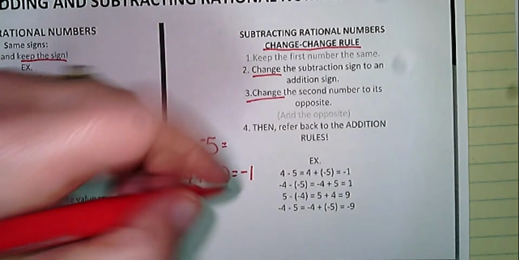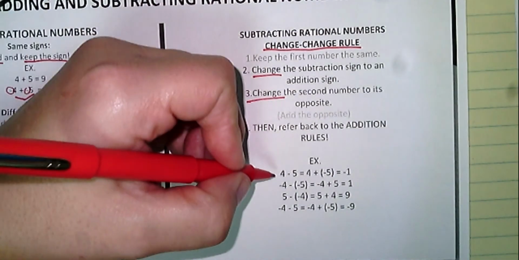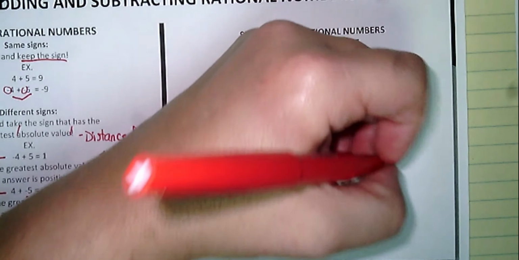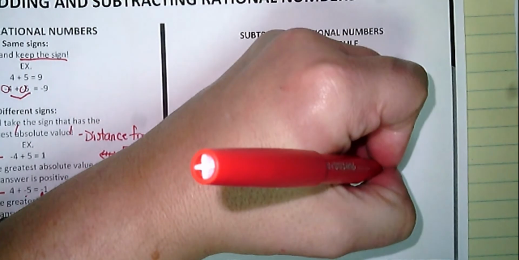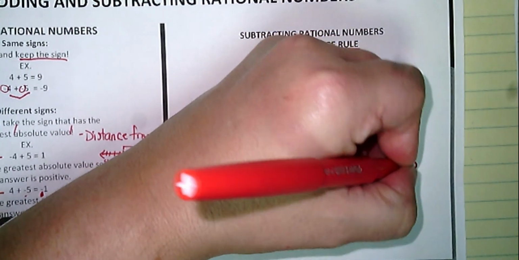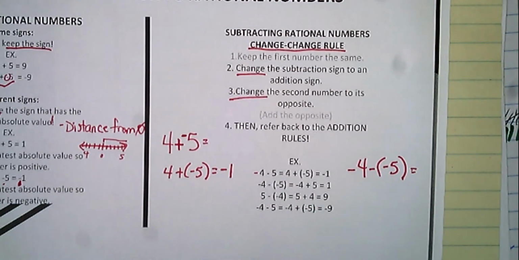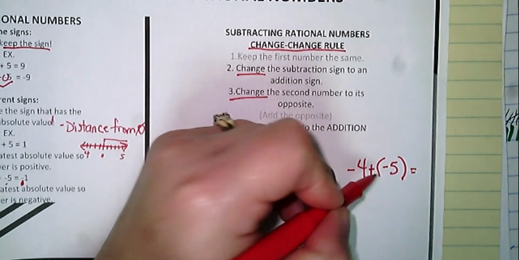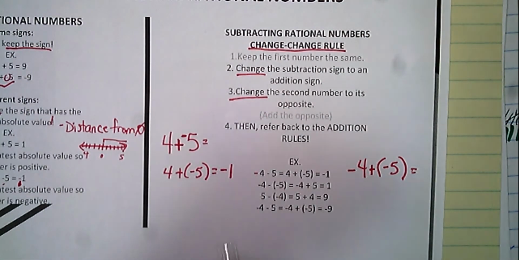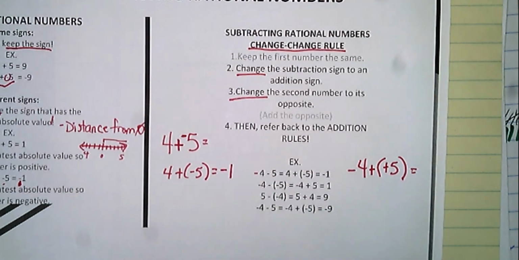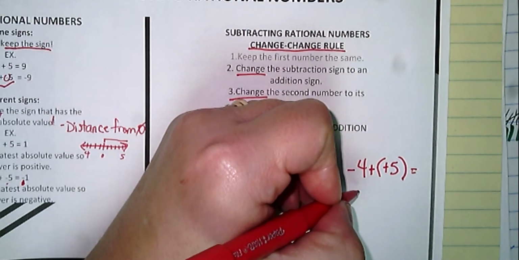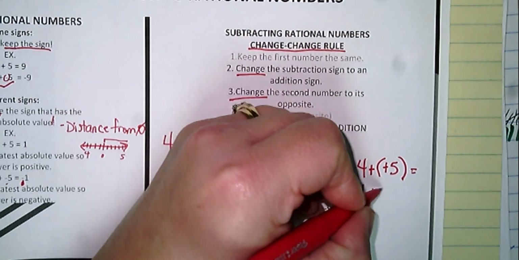And these examples right here, that is this one here. Let's try the second one. We have negative 4 minus negative 5. Okay, well, if we do our change rule, we change the subtraction to addition, and we change the sign of the second number, not the first number, but the second number. So now we would rewrite this as -4 plus 5.